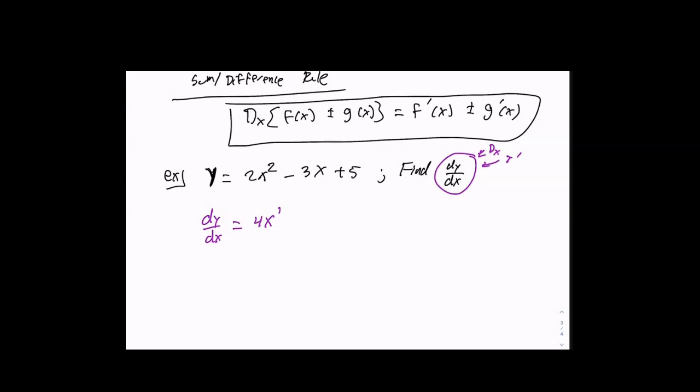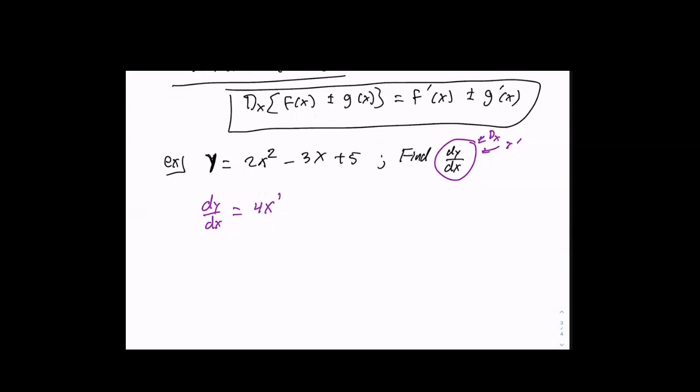Negative 3. Only negative 3. Minus 3. Good. Plus 5. It's a constant, so that's 0. Plus 0. And typically when we write this answer, you would go directly to 4x minus 3. You don't have to show the plus 0 part. 5 is a constant, so the derivative of 5 is 0.